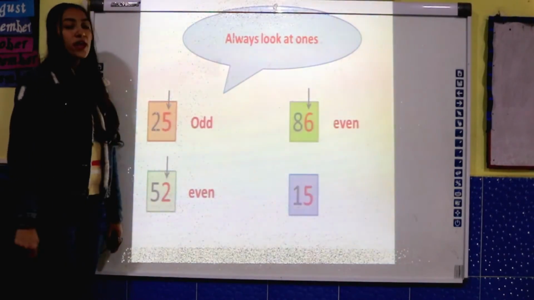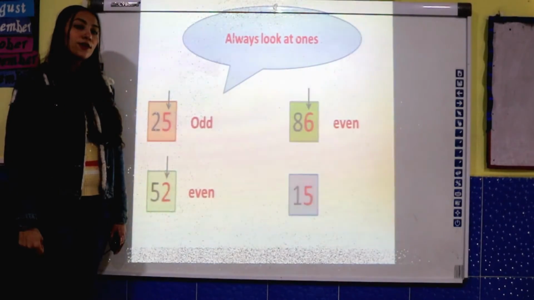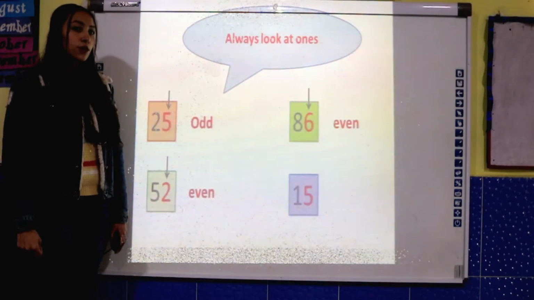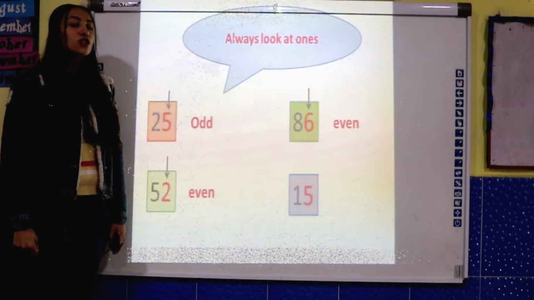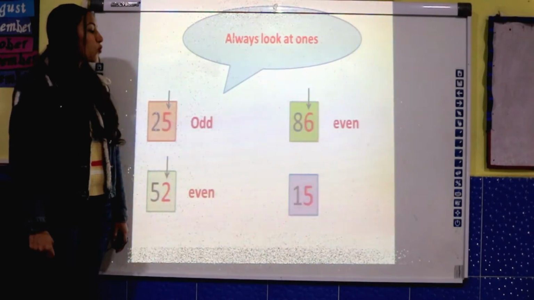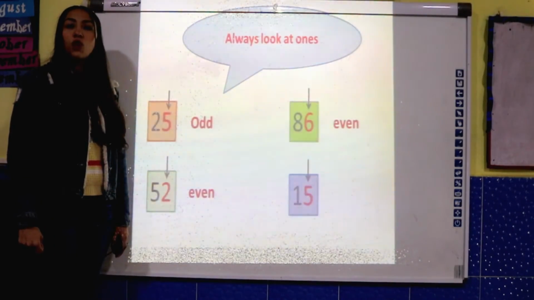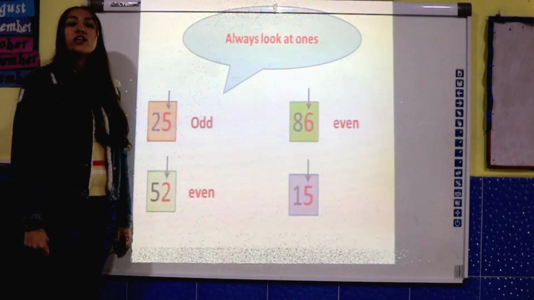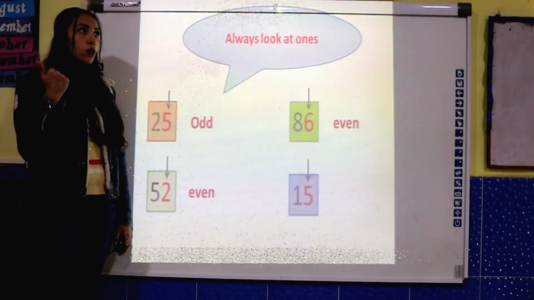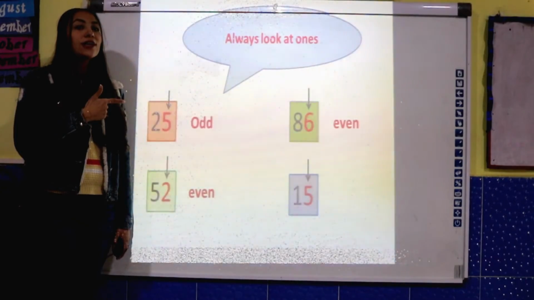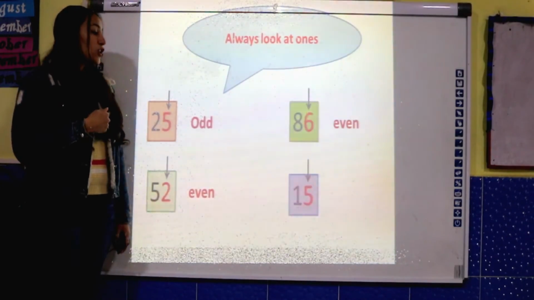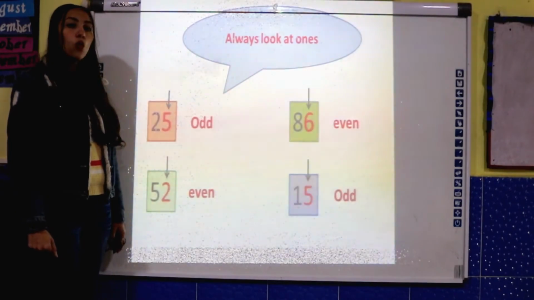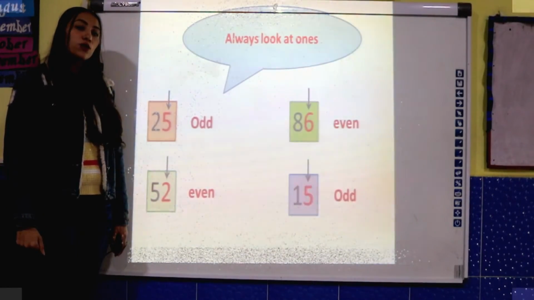The last number we have here, what is this number? Yes, 15. And 15 is a two-digit number? Yes, two-digit numbers. Look at ones. Which number do we have here in ones? Yes, 5 is in ones. So number 5 is an odd number or an even number? Yes, odd number. So when I find an odd number in ones, all the number will be an odd number. Is that clear for you, KG?